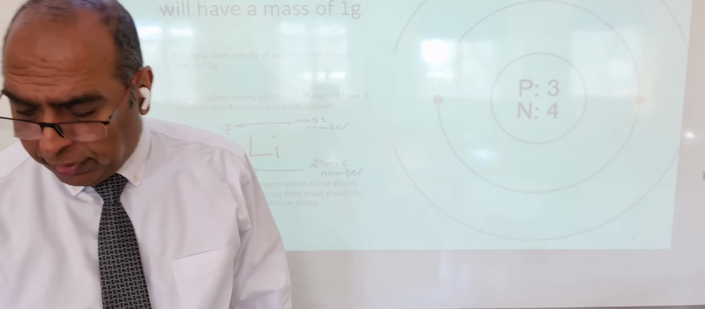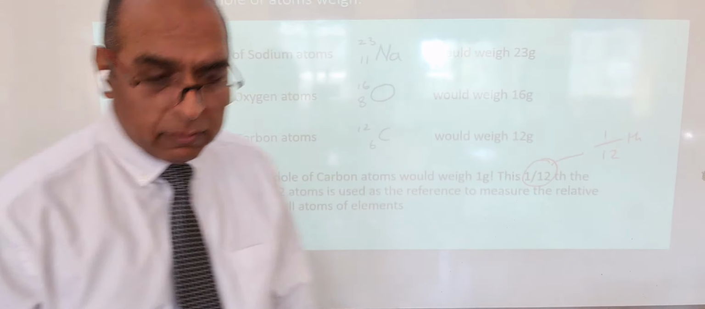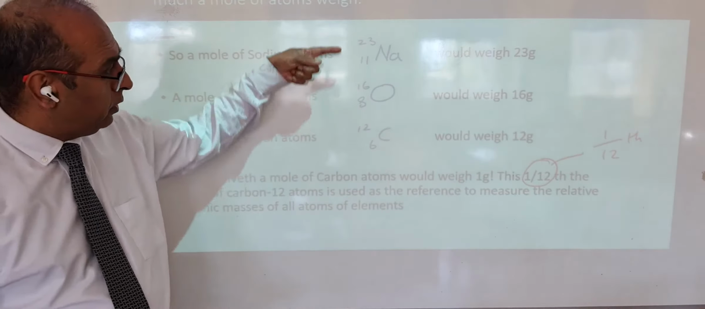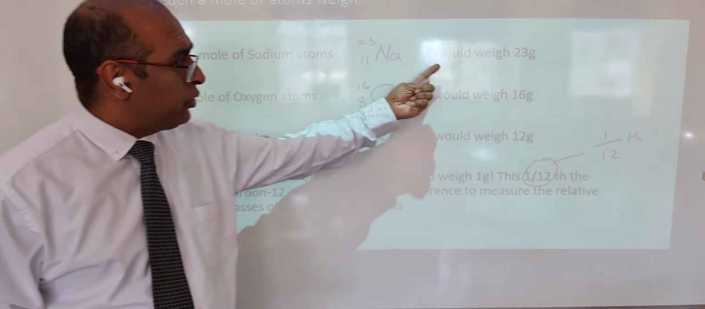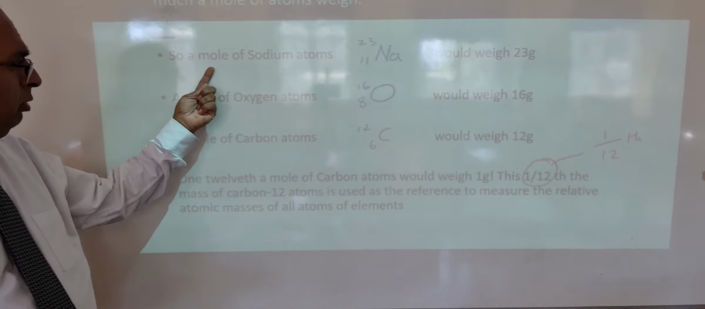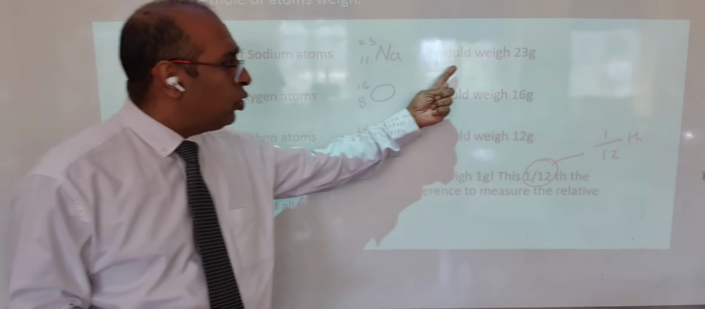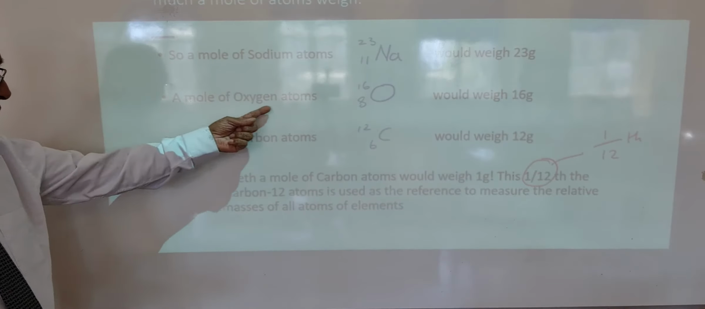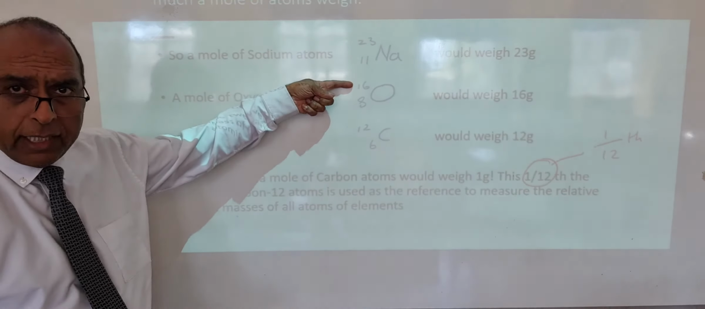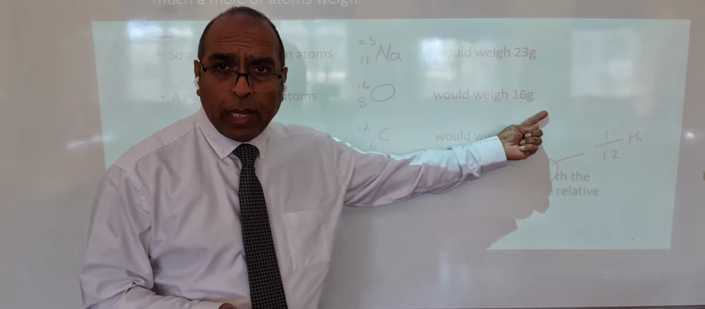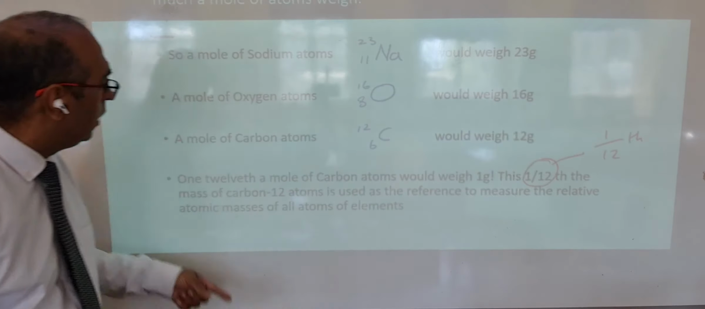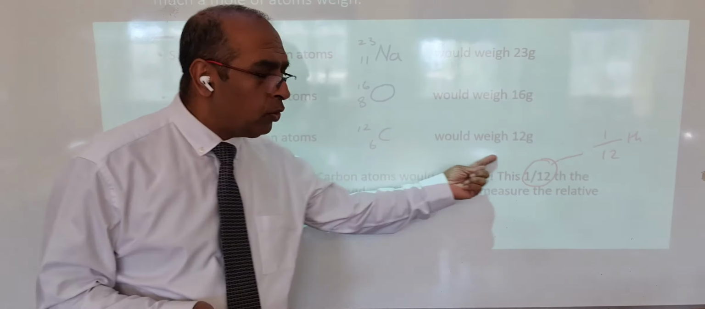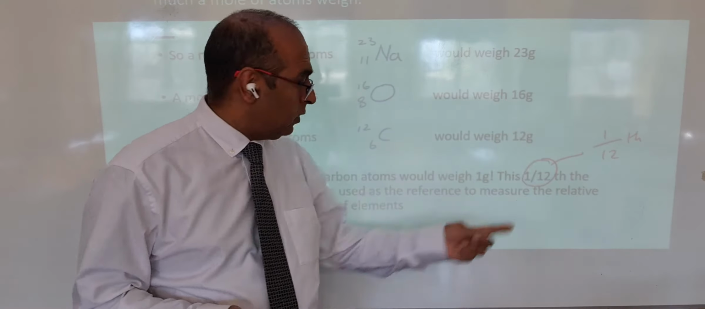Let's look at other atoms. Sodium atoms. The top number is 23. So a mole, 1 mole of sodium atoms would weigh 23 grams. A mole of oxygen atoms, top number is 16, would weigh 16 grams. A mole of carbon atoms, the mass number is 12, would weigh 12 grams.